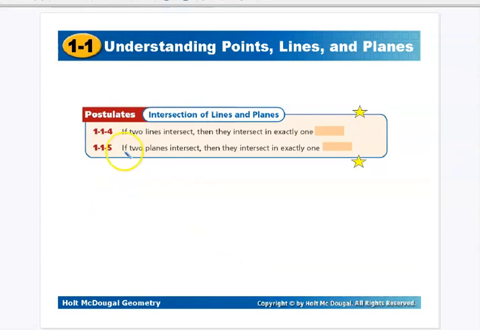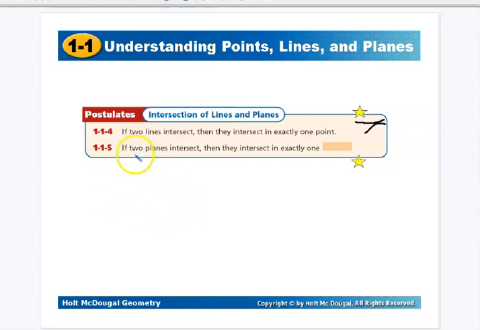First one, 1-1-4. If 2 lines intersect, then they intersect in exactly what? One point. Try and draw that out for you. So 2 lines intersect at that 1 point.